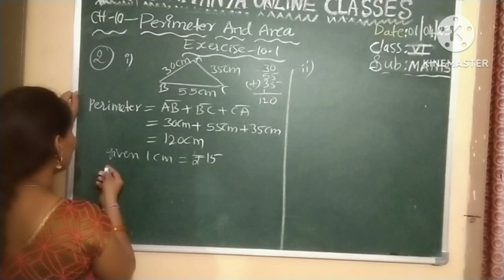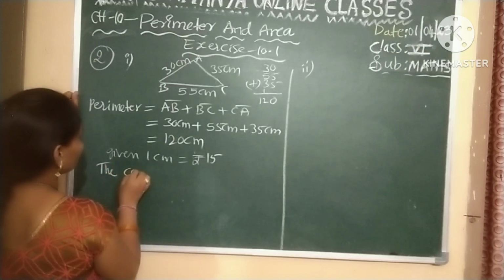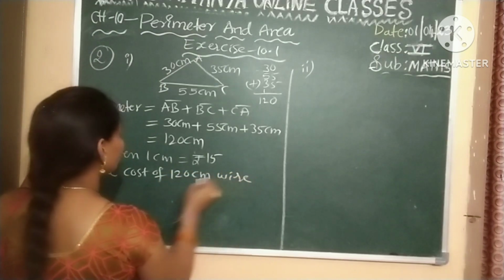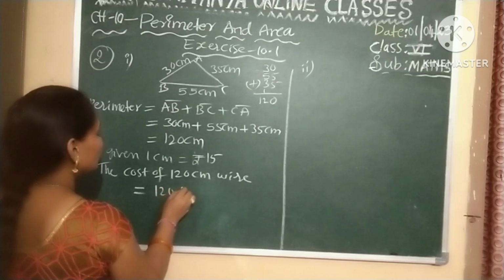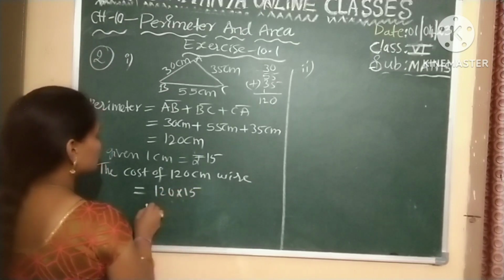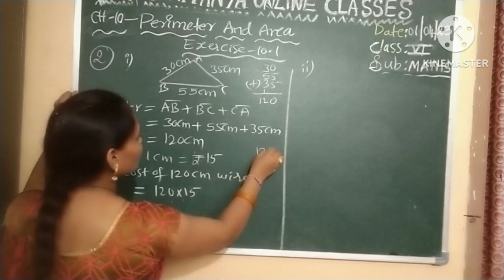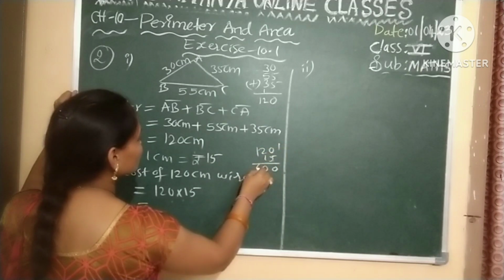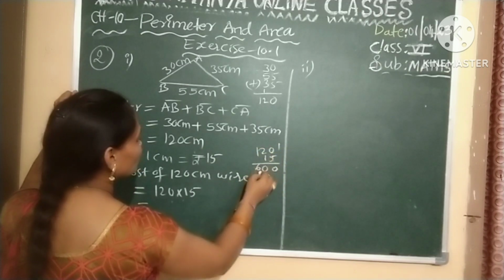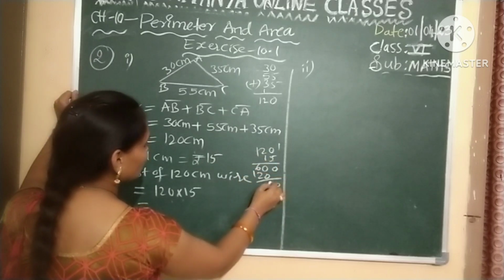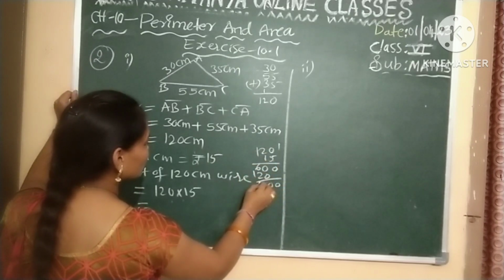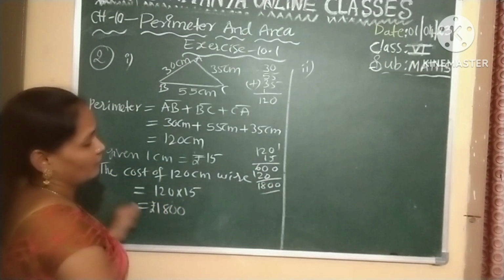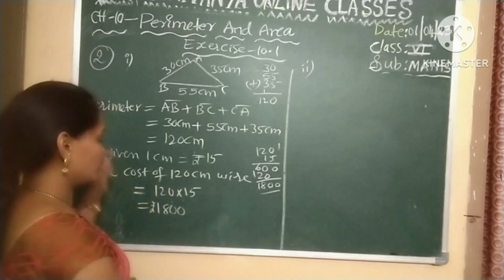The cost of 120 centimeters of wire is equal to 120 into 15 rupees. Okay, so do the multiplication. 0, 5 2s are 10, 5 1s are 5, plus 1 is 6. Okay. 0, 2 1s are 2, 1 1s are 1. Now 6 plus 2 is 8, 1, so 1800 rupees, the cost of putting a wire around the given shape.